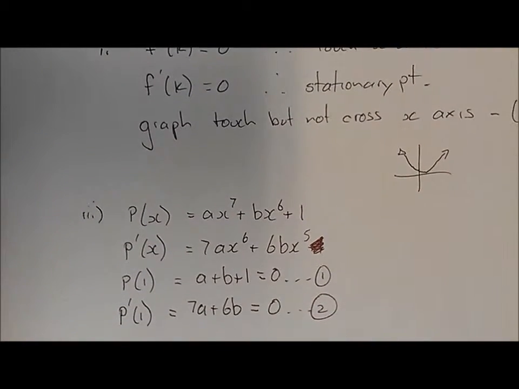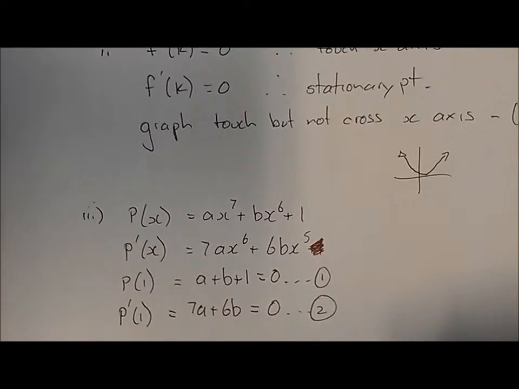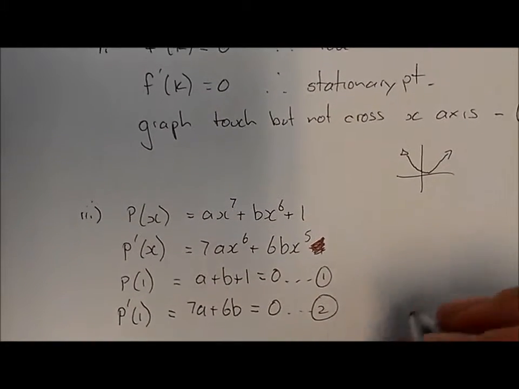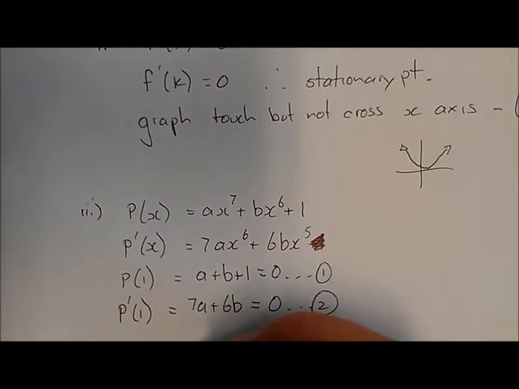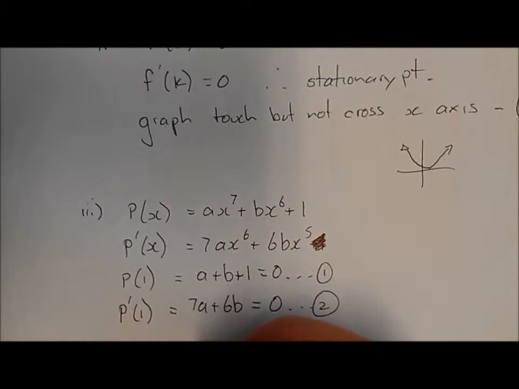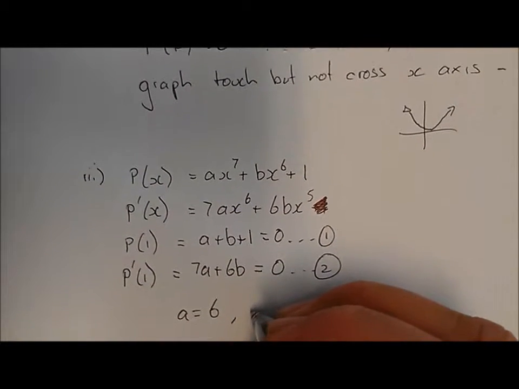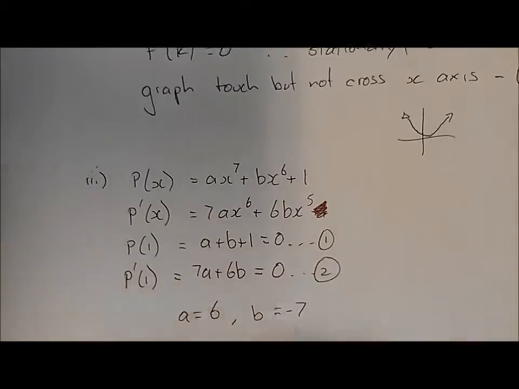So now I simply have to go through and solve those two simultaneous equations. And I'll actually let you do it yourself. When you do in fact solve them, you should get that a is equal to 6 and that b is equal to negative 7.